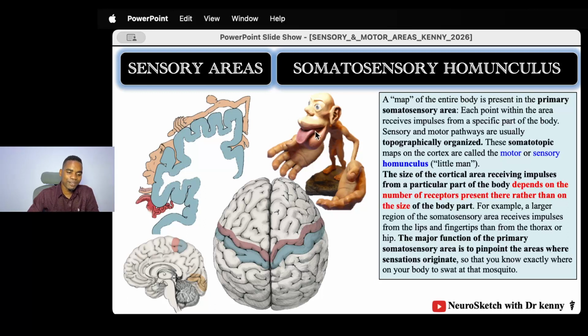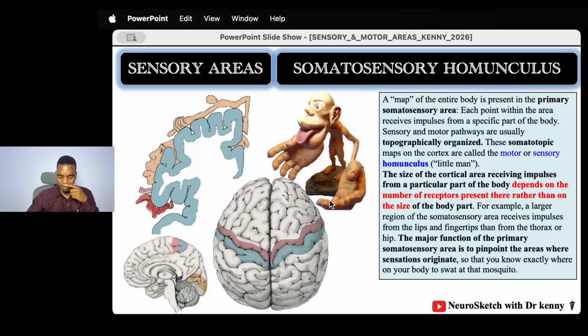Look at the lips one more time. The lips are highly represented because they have a dense number of sensory receptors, and so they are very, very sensitive. The face in general is very, very sensitive. The palms, look at the palms, they're very sensitive, but the trunk is very small, the arm very, very small.